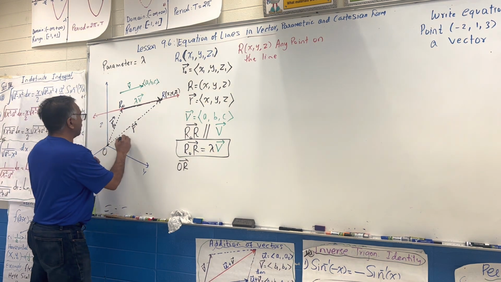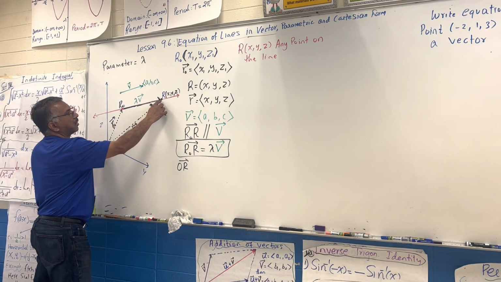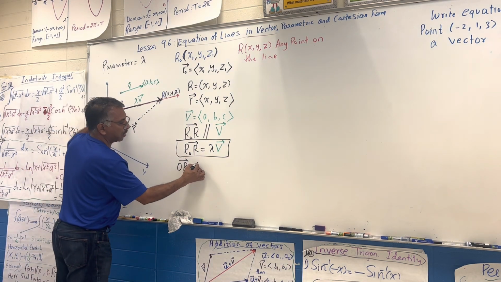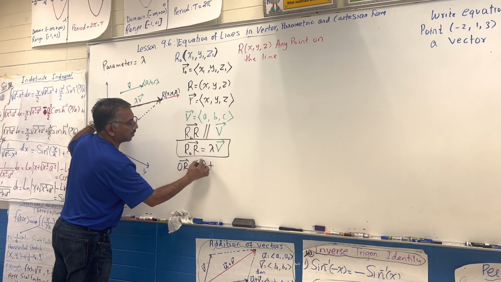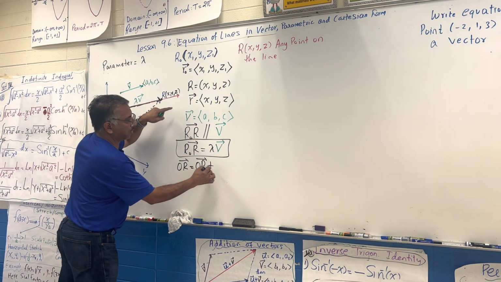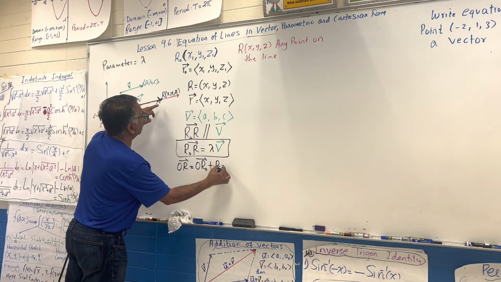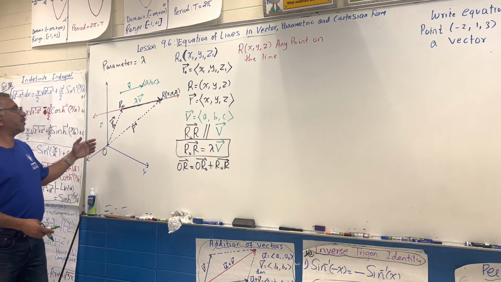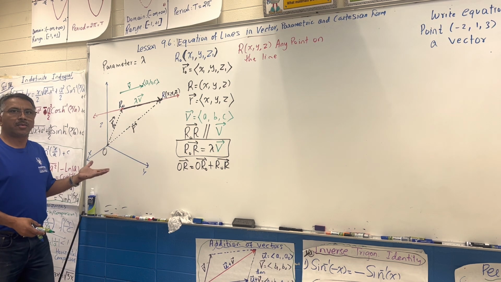So this vector from O to R is the same as I can add O to R naught plus R naught to this one. Okay, that's because of how we add two vectors.